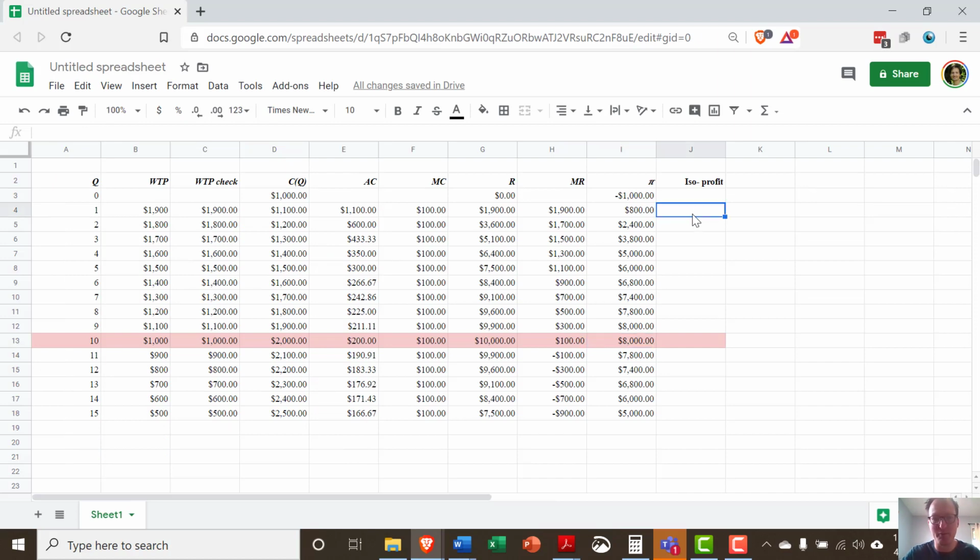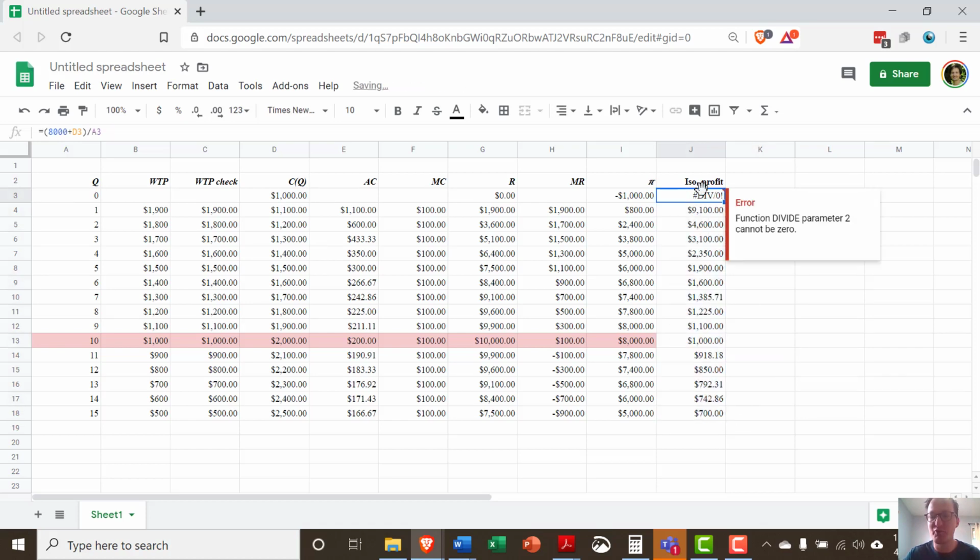So let's see if we can make sense of that. We would need the isoprofit curve to be equal to 8,000 plus the cost, oh, I forgot to put the equal sign in front, plus the cost divided by the quantity. And that's going to be undefined, of course, for 0. But if I take that, I can drag it down. There's no price that you could sell 0 widgets for and make $8,000 in profit.